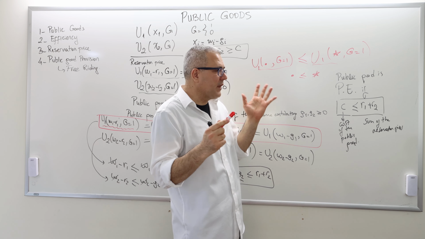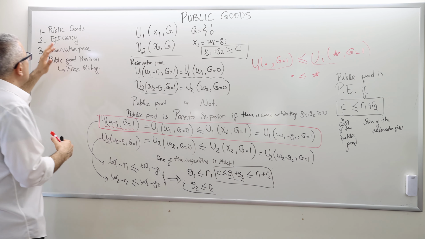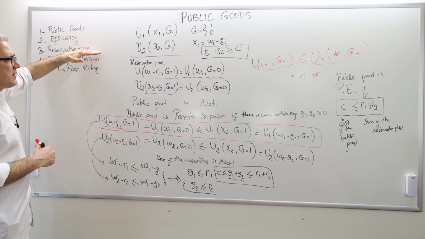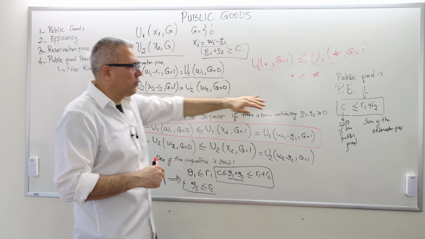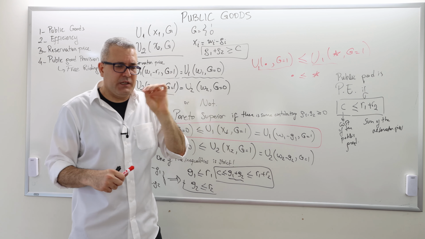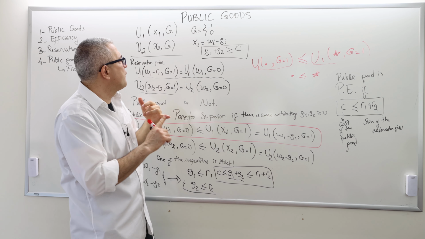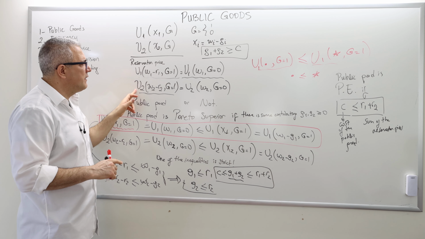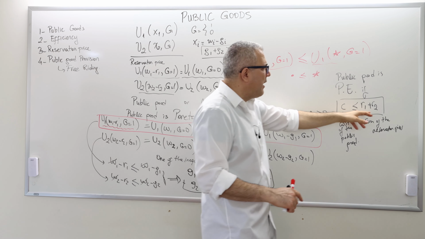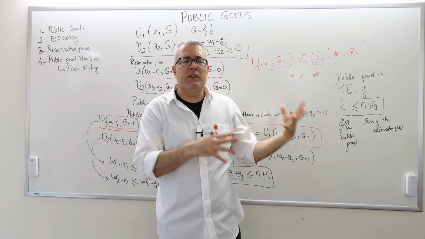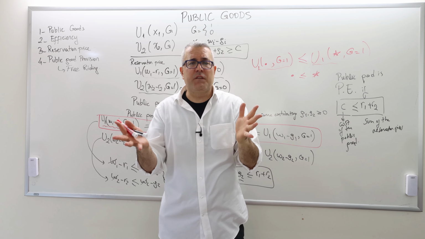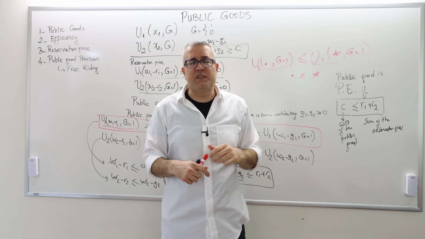Okay? So that's it. It's not always efficient to have the public good. The reservation price clearly plays an important role. So in order to determine whether a public good project is efficient or not, first of all, you have to calculate the reservation price of all the agents in the economy, then sum it up and compare this sum with the cost. If the sum is higher than the cost, it is efficient. If it is not, well, then it's not efficient.